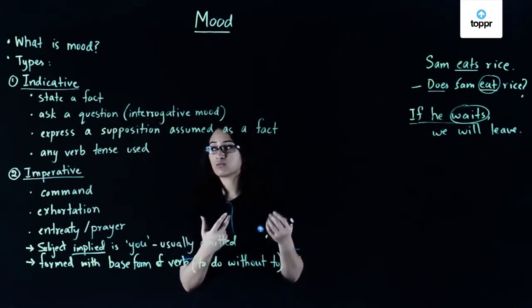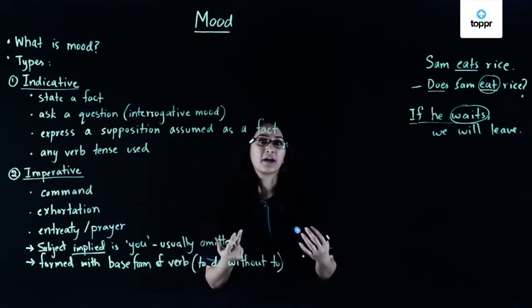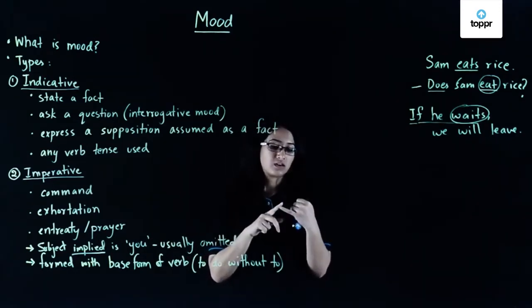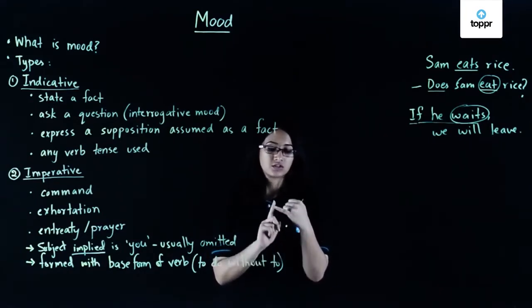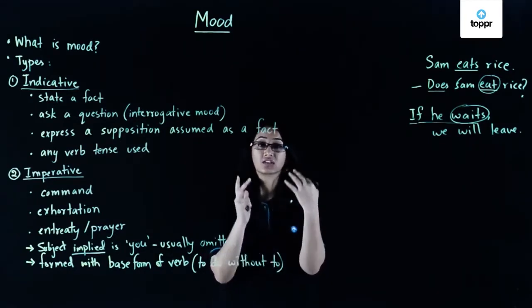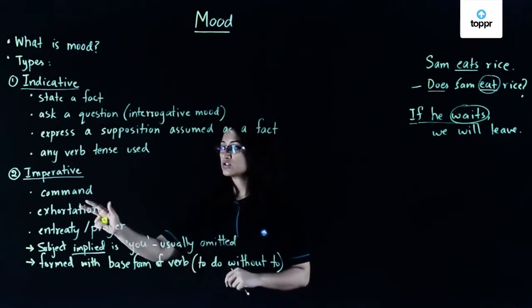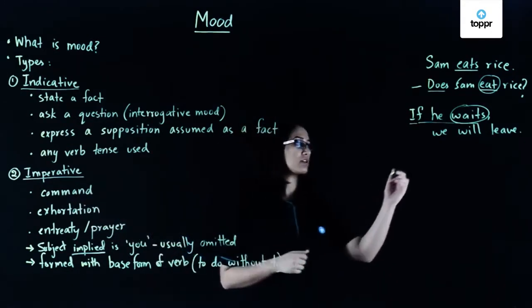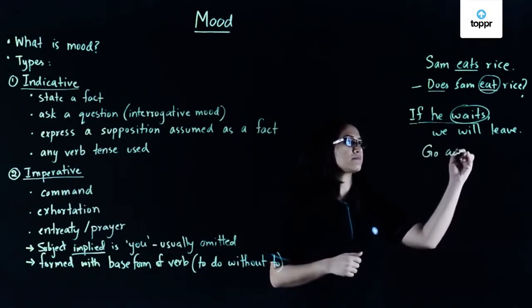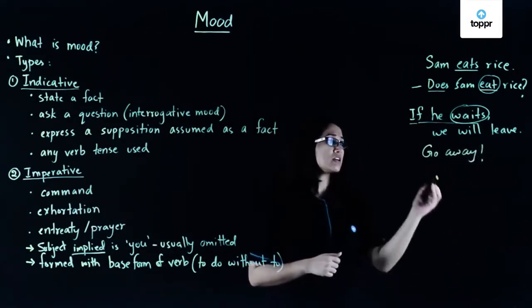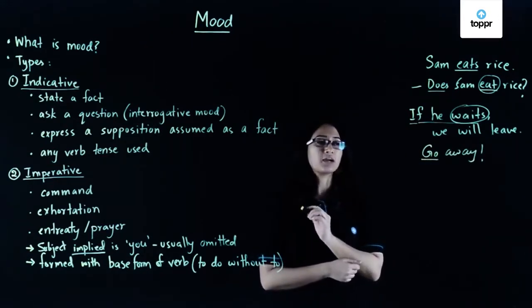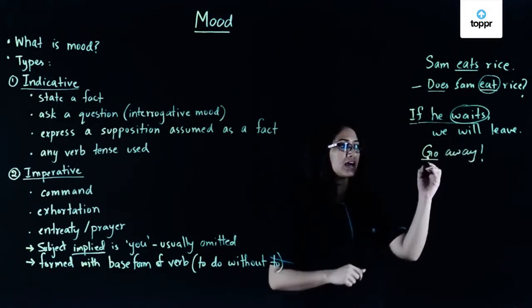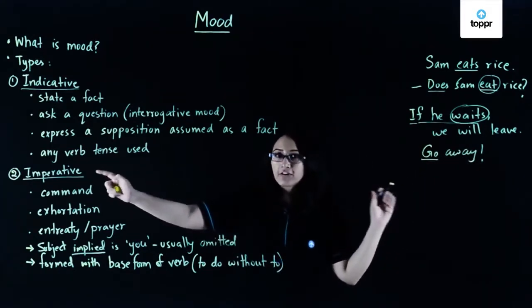Let's move on to the next mood that we have, which is the imperative mood. Imperative moods are used when we want to express commands, exhortations, requests, entreaties, and prayers. Let's look at them one by one. So first, when they want to express a command or an order, for example, if I have go away. So here the word go is the verb, and since it is giving me a command or an order to do something, I say that this is in the imperative mood.